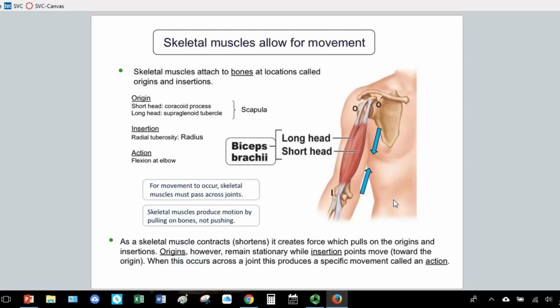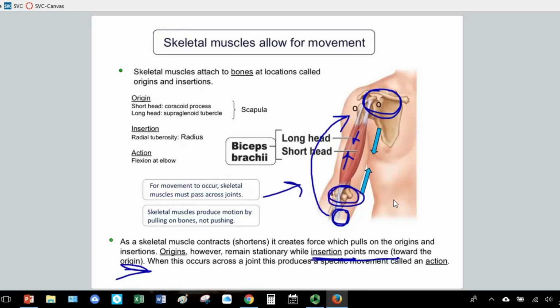So the biceps contracts, it shortens. The force is transmitted to the scapula, to the origin, but the origin doesn't move. Instead, that force is also transmitted to the radius, and what happens when it contracts is the insertion point moves towards the origin. That's what gives you, in this particular case, elbow flexion. And again, it needs to occur across a joint for this movement to occur.